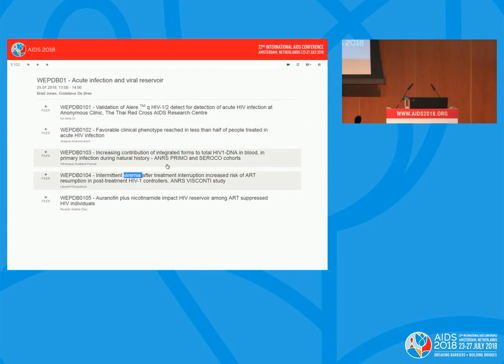So the next speaker is Ricardo Sobrino Diaz, who will talk on a trial with auranofin and nicotinamide in the HIV reservoir.